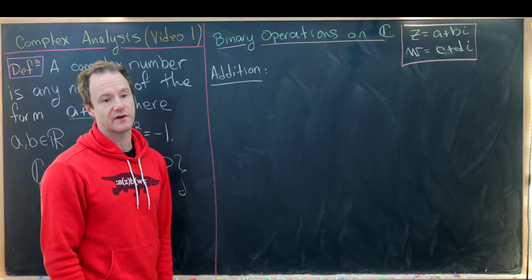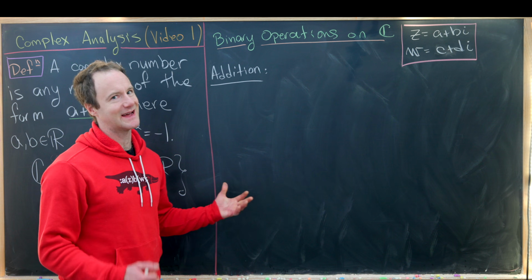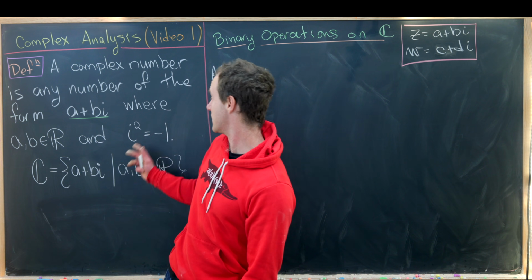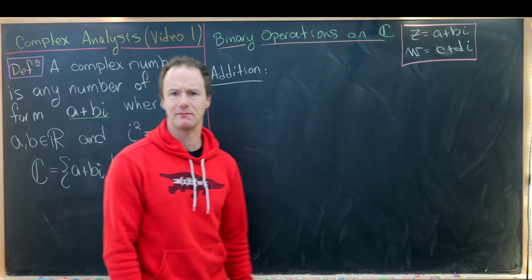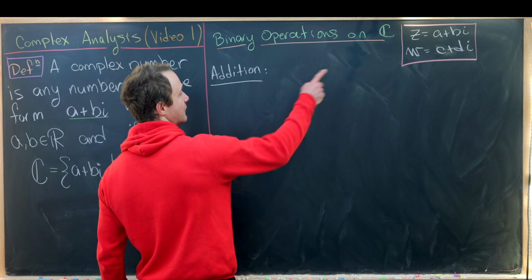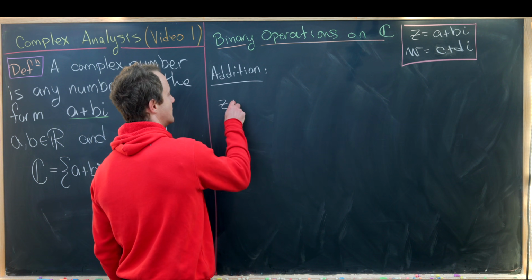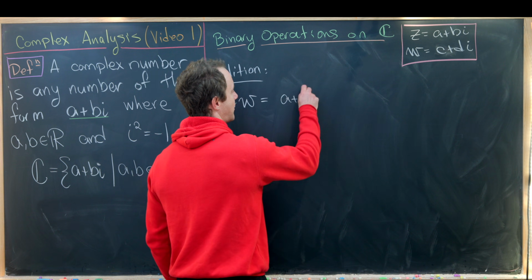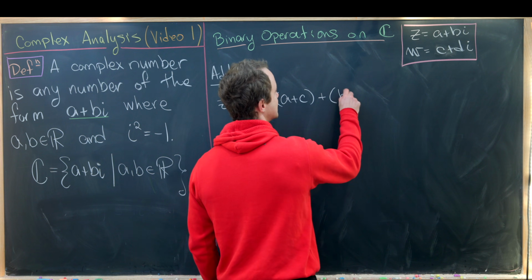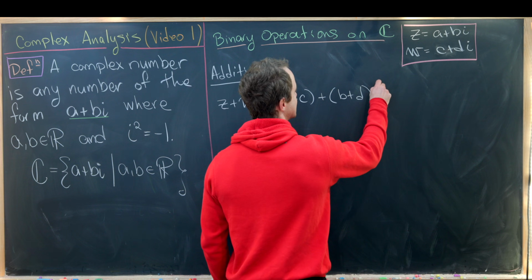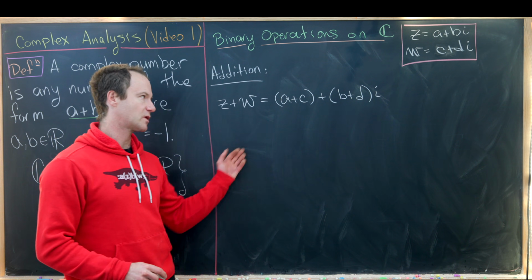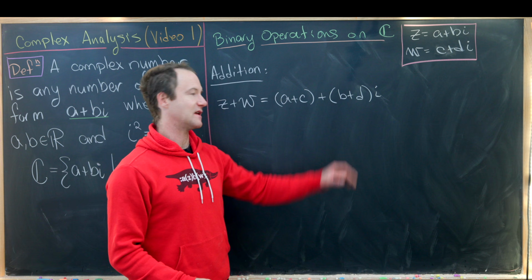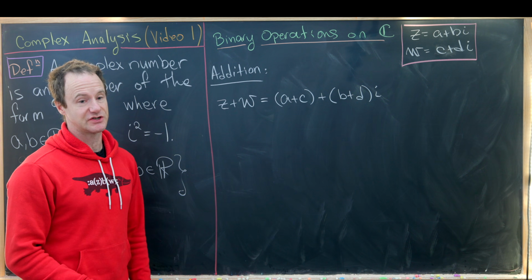So the two binary operations we want to look at are addition and multiplication. And so let's start with addition. You can probably guess how to define both of these operations, as it's pretty straightforward given this definition of i squared being minus 1. So if we have z equal to that and w equal to that, then z plus w will be a plus c plus b plus d times i. So in other words, you just add the real parts, and that's the new real part. You add the imaginary parts, and that's the new imaginary part.